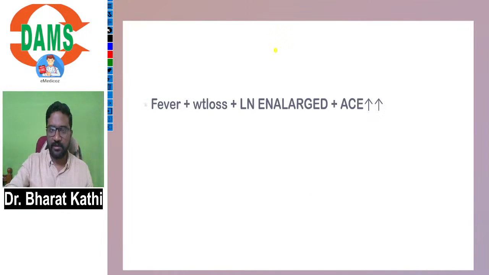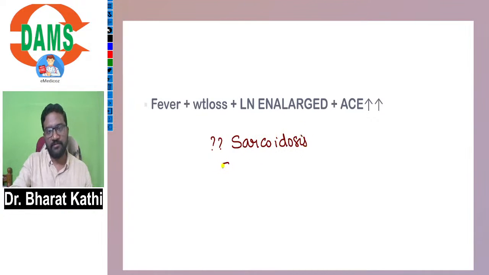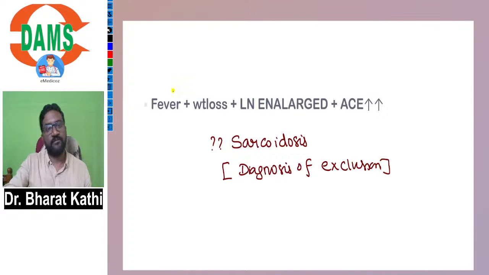Then was any question given like this? There is a patient with fever, weight loss, lymph nodes enlarged, and ACE increased. Is there any question like this? If you see ACE elevated, one possibility will be sarcoidosis. So if you rule out all other conditions, again, this is not the confirmatory test. You should have an adequate clinical scenario, and generally sarcoidosis is a diagnosis of exclusion. You can suspect the possibility of sarcoidosis.